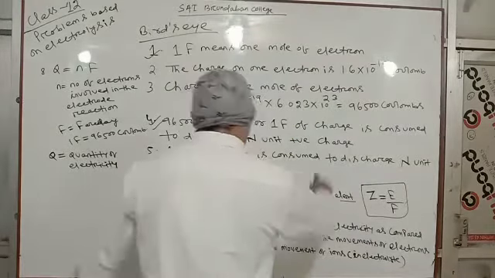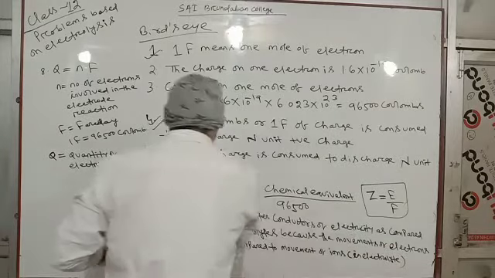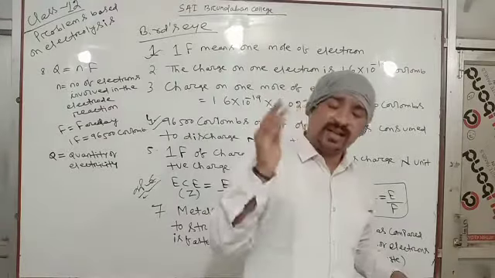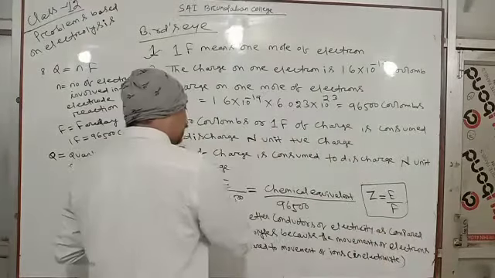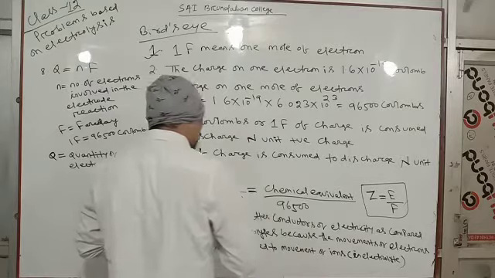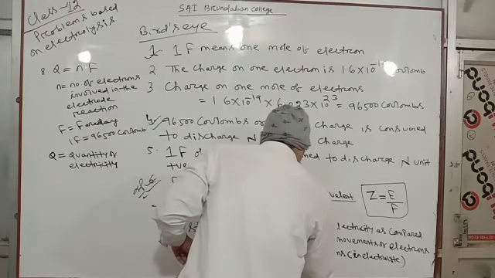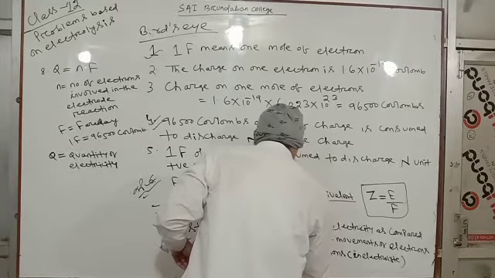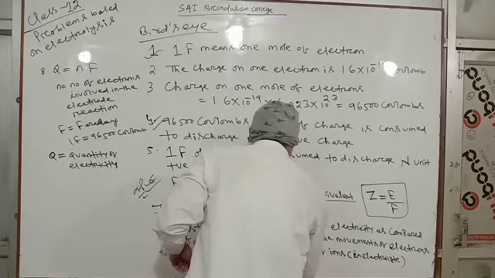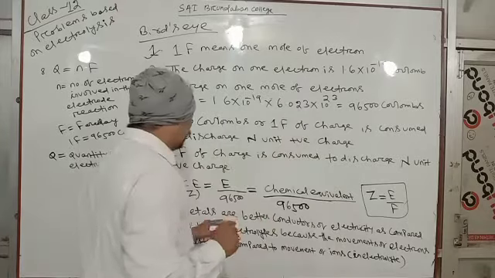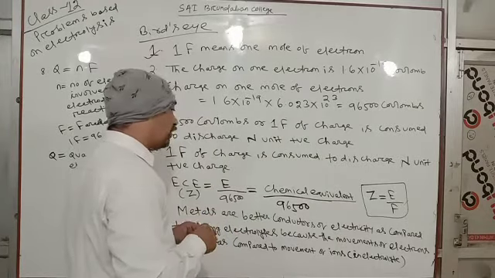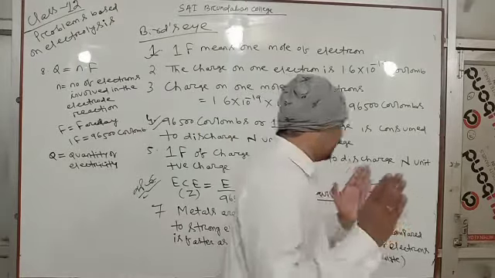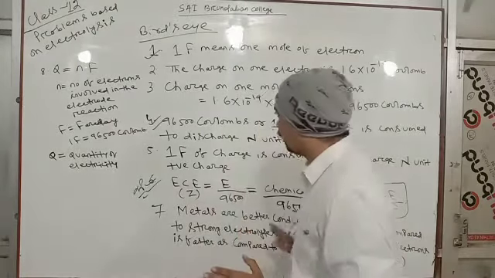The movement of electrons is faster as compared to the movement of ions. So metals, which consist of electrons, are better conductors of electricity as compared to strong electrolytes.